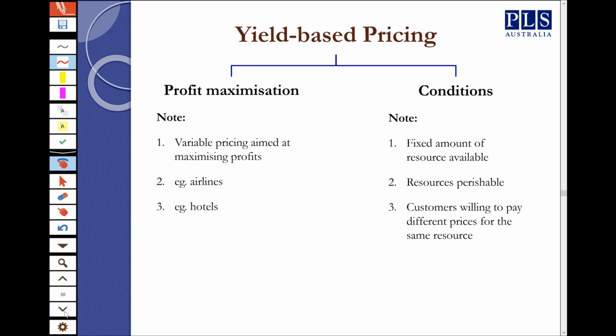So you'll find for yield-based pricing to be applied, there is a fixed amount of resource available. So in an airline environment, there's only so many seats on a flight. The resource is perishable. Well, once the flight has gone, you can't sell those seats anymore. And customers are willing to pay different prices. Well, again, that comes down to the situation that you're in. And do you need a seat on a particular time flight or not? And you may be willing to pay alternate prices.